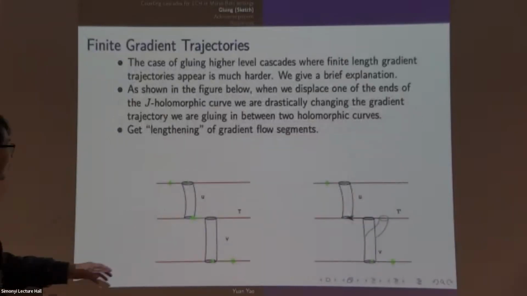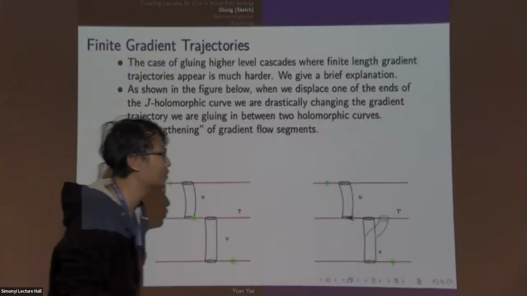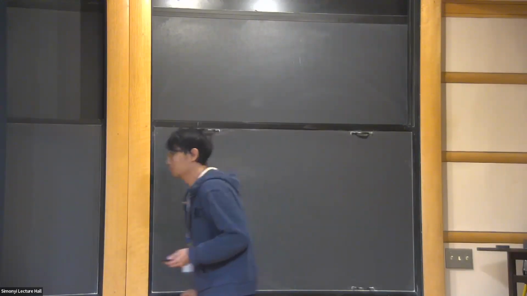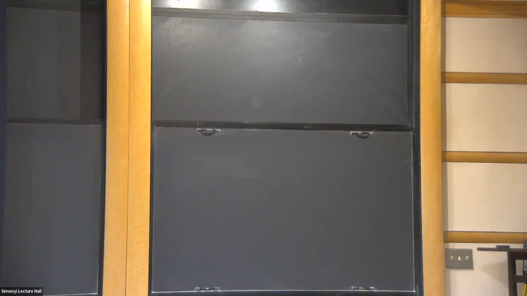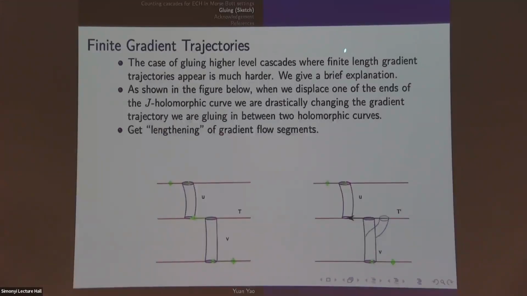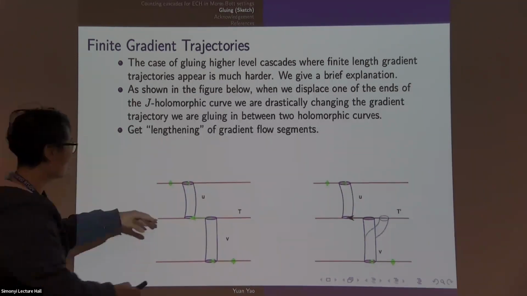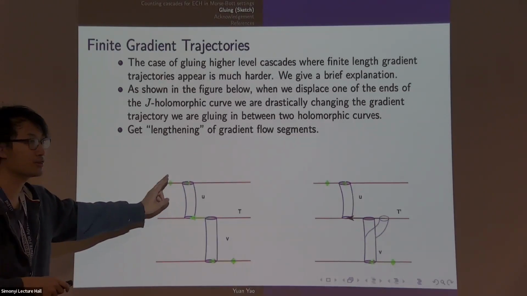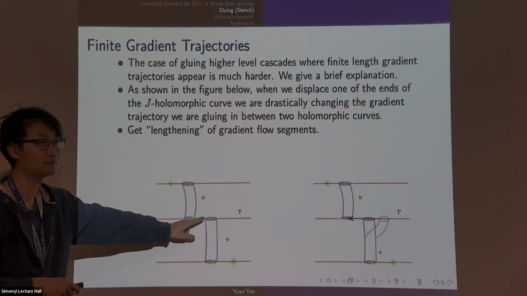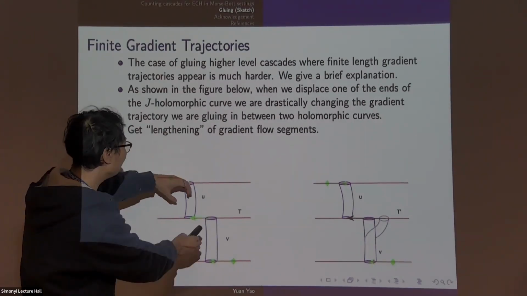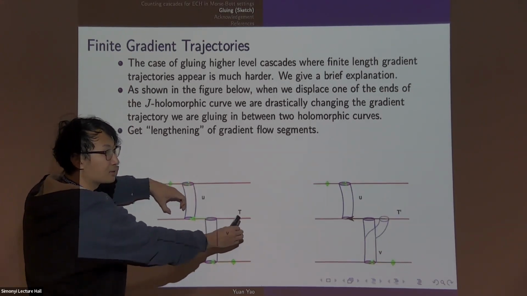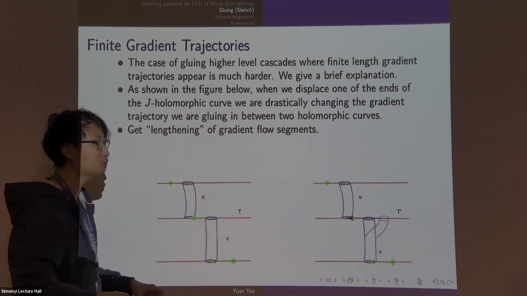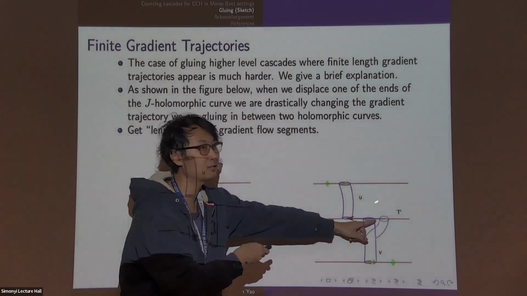So the question of this is, maybe I should use the board because I didn't put this in the slide. The case of gluing higher level cascades is much harder. You look at this and you can write down three equations, theta U, theta V, and theta for the gradient flow. Each of these U and V, you can move these ends together, or move these ends in separate directions. And when you move those ends, you're changing the pre-gluing very drastically.